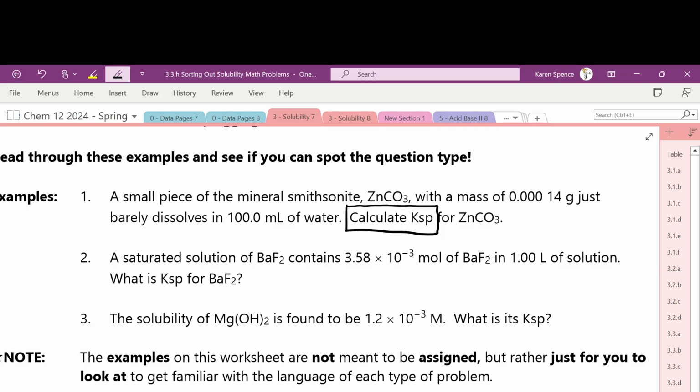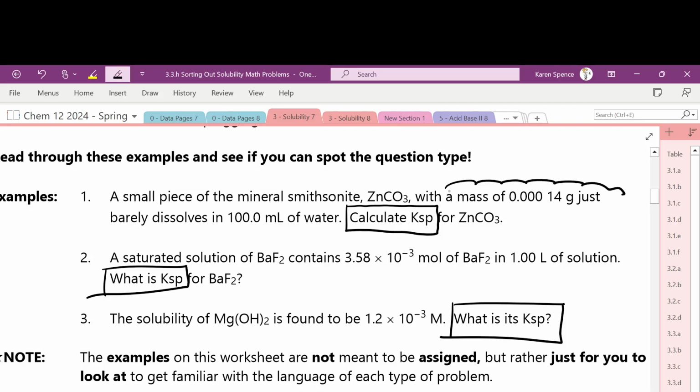Okay, so first of all, calculate KSP. What is KSP? What is its KSP? But also, there are other kinds of questions where you might have to calculate the KSP. This one says a mass of 0.14 grams just barely dissolves in 100 milliliters.